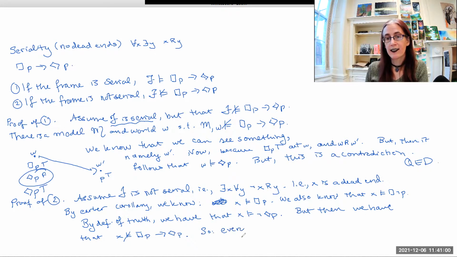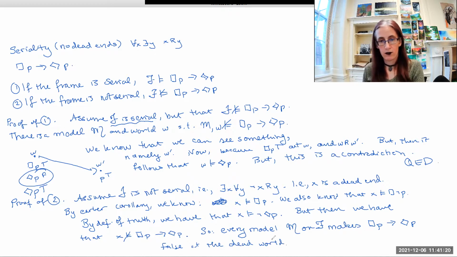So what we know here is that every model on this non-serial frame makes necessary P implies possibly P false at the dead end world. Normally, what we need to do is construct a model that will work whatever the frame looks like. In this case, the model is whatever model you pick. The truth value assignment doesn't matter in this particular case.